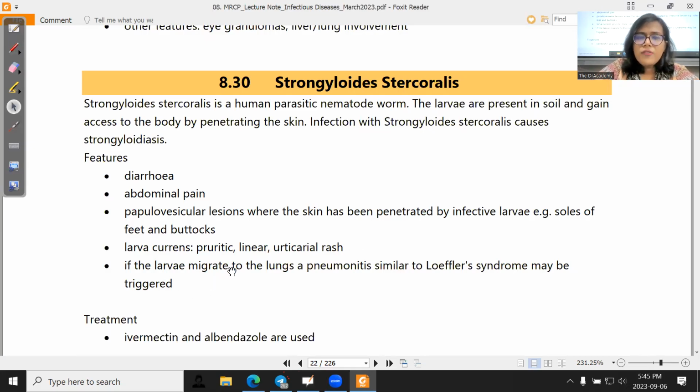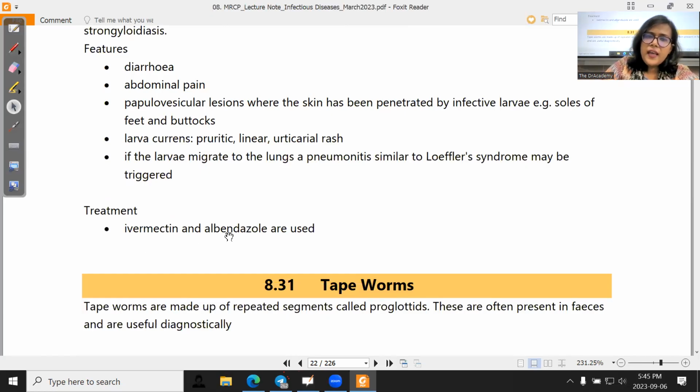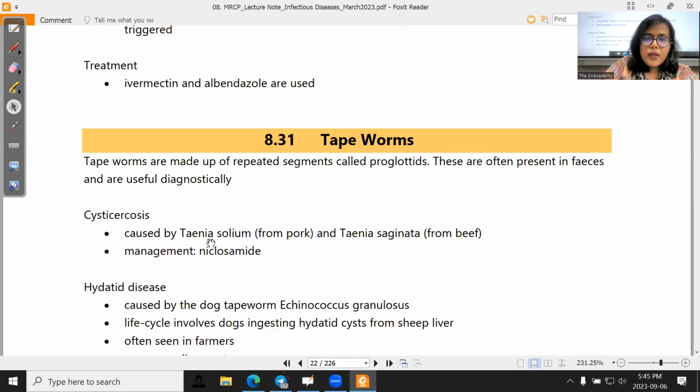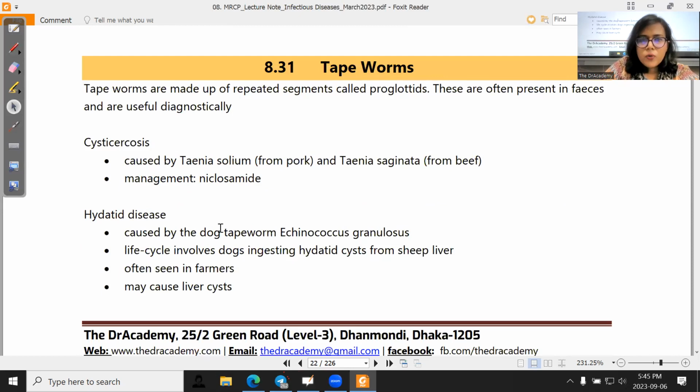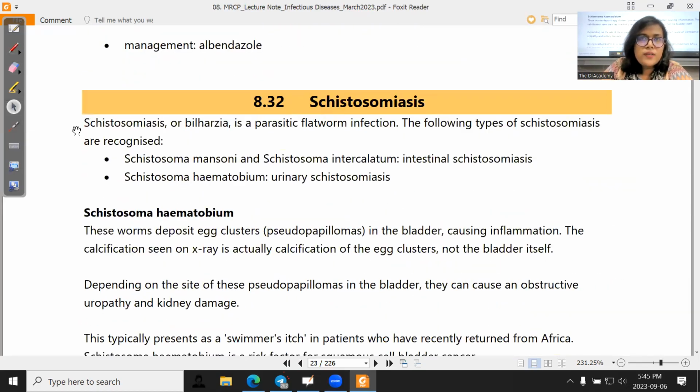If the larvae migrate to the lungs, a pneumonitis similar to Loeffler syndrome can be triggered. Loeffler syndrome is one of the causes of pulmonary eosinophilia. Treatment is ivermectin and albendazole. Tapeworm is not really that important. You can just give a read when you are home. I'm going to go through the schistosomiasis.